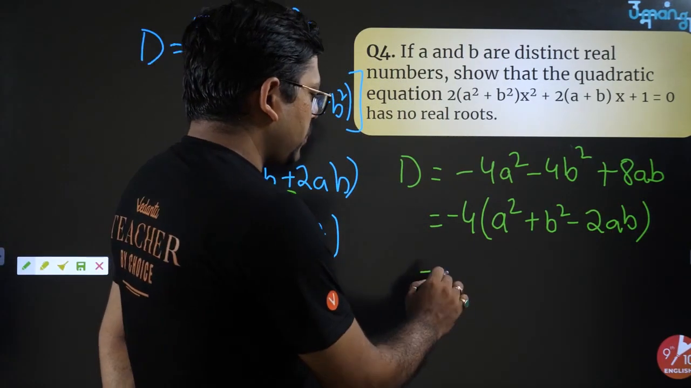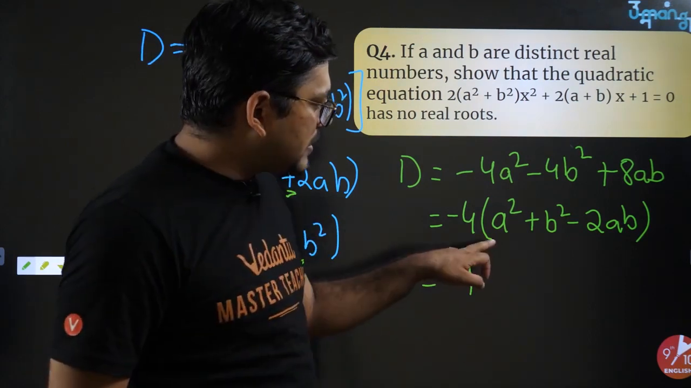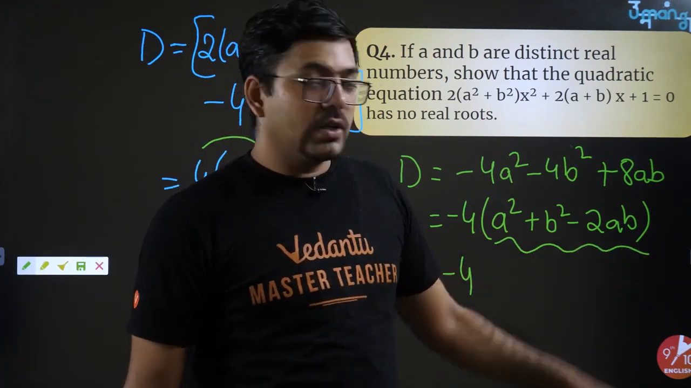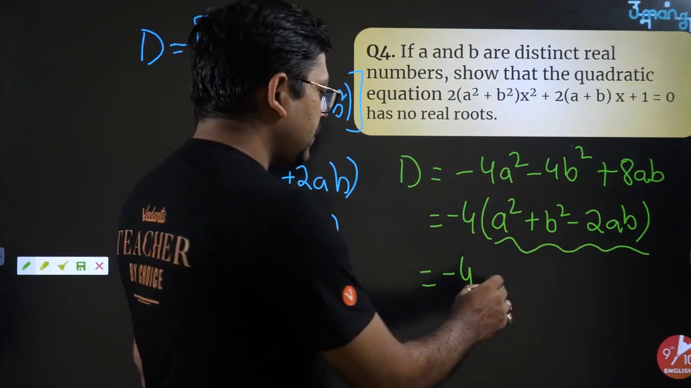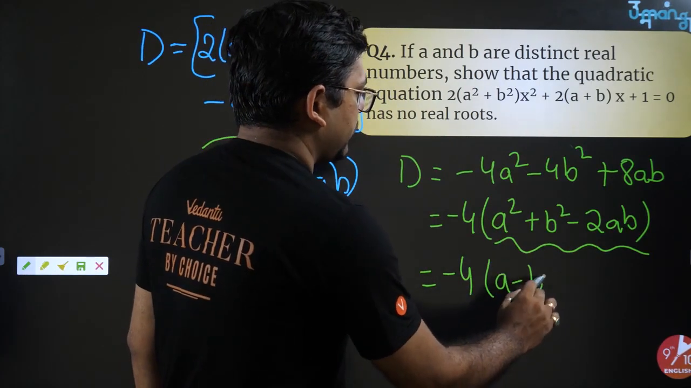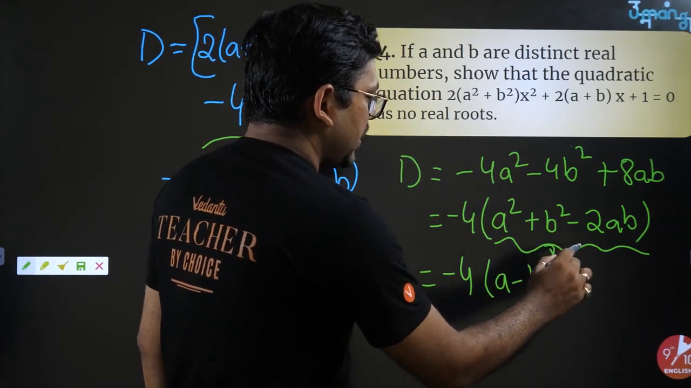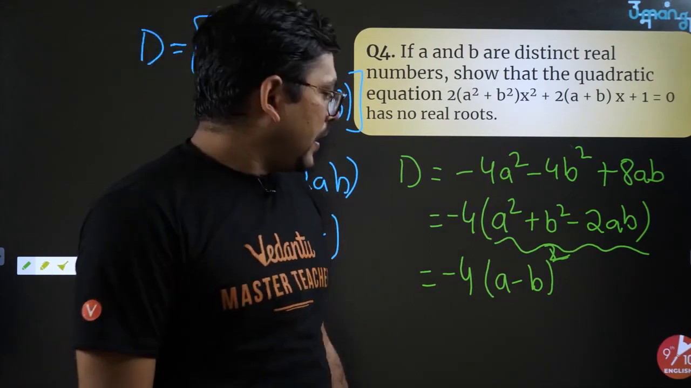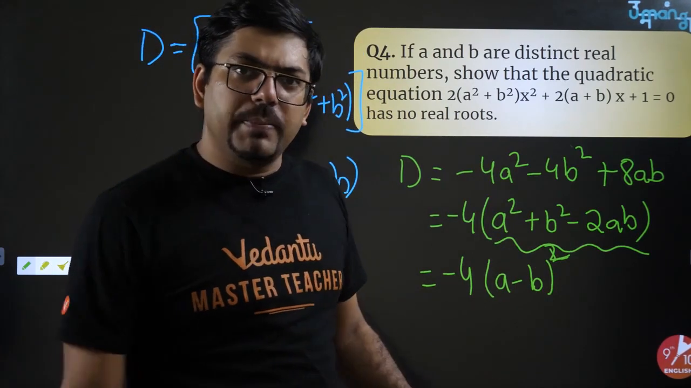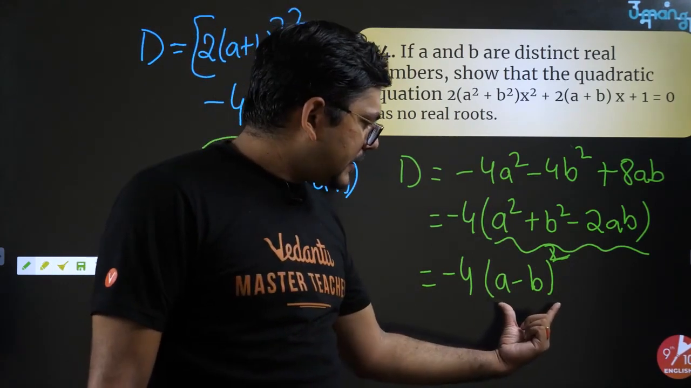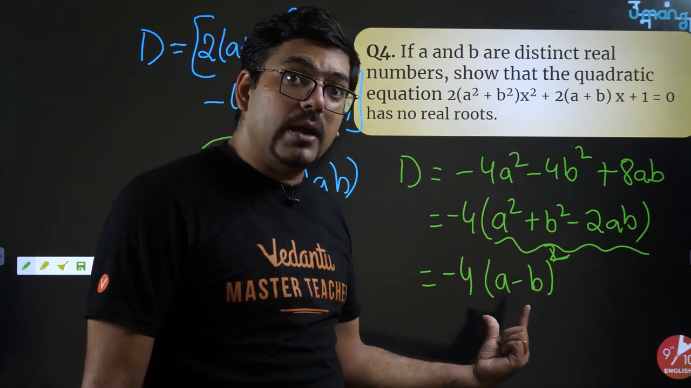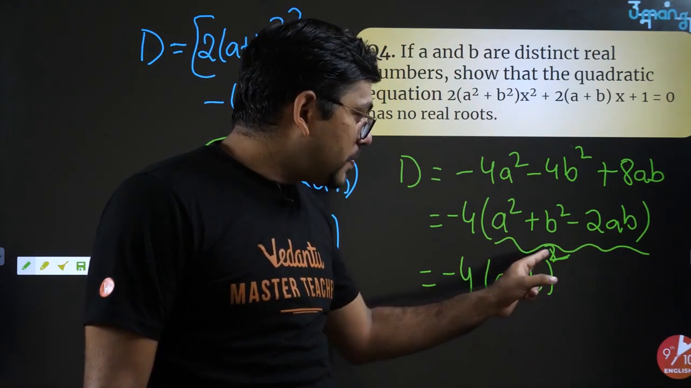Okay. So minus 4 is as it is. Are you able to see that this is the formula? And which formula? It is nothing but a minus b whole square. Now, once you have got a minus b whole square, please pay attention. Are you understanding that this is a whole square number? A minus b whole square.